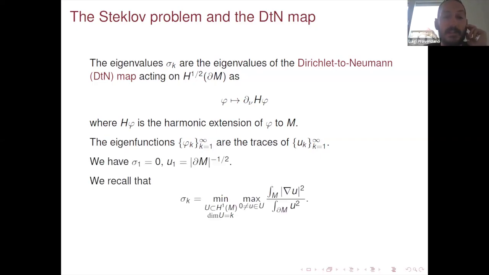Just to complete this brief introduction on the Steklov problem, the first eigenvalue, which I will call sigma 1, I prefer to start with 1, it's 0, and the first eigenfunction is constant. And every eigenvalue can be characterized as usual through the min-max principle for the associated Rayleigh quotient. Okay, that's something very standard. You have seen this a lot of times before here.